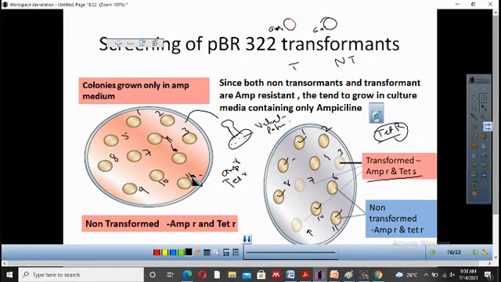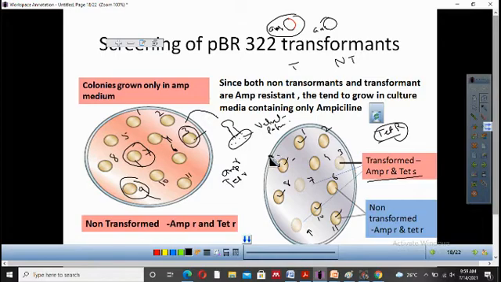Comparing these two, you will find that colony number 3 is a transformant, colony number 7 is a transformant, and colony number 9 is a transformant. Out of these, you select these colonies, and these colonies belong to the form that has the integrated DNA.